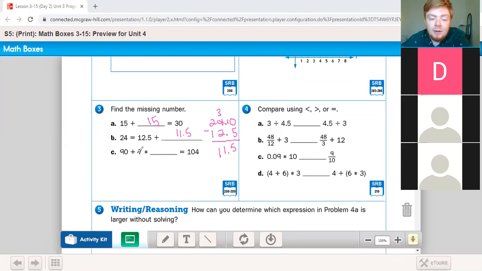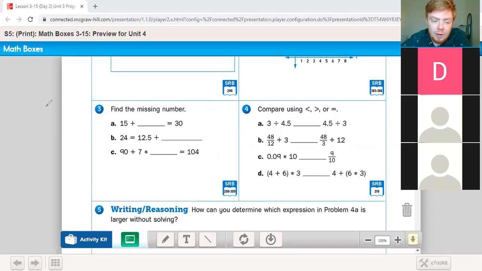Excuse me. Okie doke, guys. Well, we got one more. Got one more. This one looks a little confusing. Okay, looks a little confusing. I'm curious to see what you guys think. Okay, we have 90 plus 7 times blank equals 104. Boom.